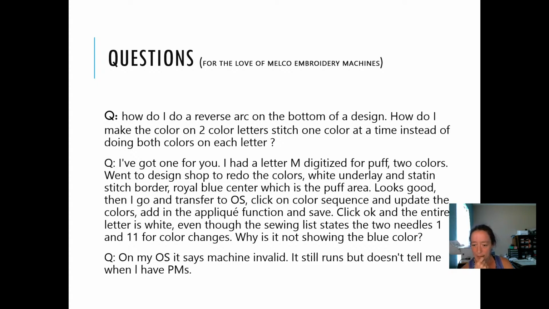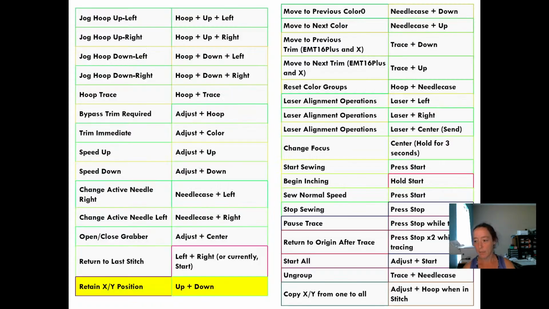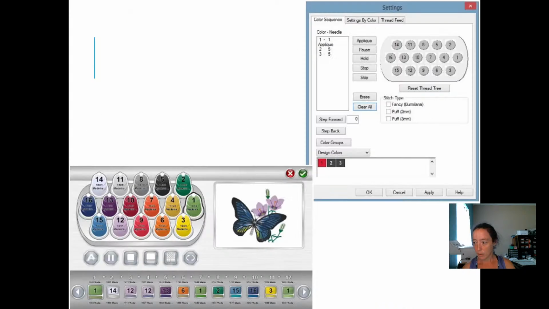The letter is white, even though the sewing list states the needles 1 and 11. So the things I would look at is, is your thread tree in the OS side colored? Okay, so I would start there. And what does that mean? Well, let me find a picture of the thread tree.